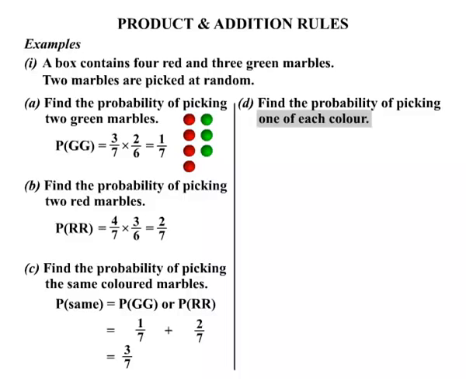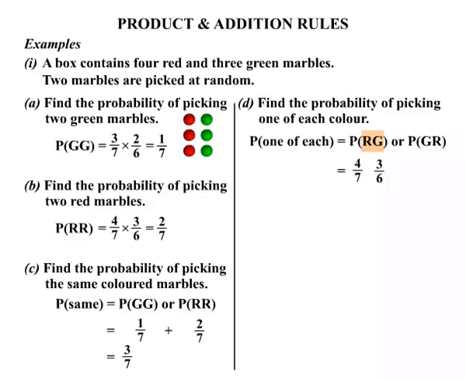Part D now, find the probability of picking one of each colour. So one of each colour, we'll write the probability of one of each. Well, we could get a red then a green, or we could get a green then a red. That covers all possibilities. Now, let's think of this, the red then a green. Well, consider the red firstly. Look at our diagram. 4 chances out of 7. But if we take a red out, let's take it away. So the chance now of getting a green is 3 chances out of 6.